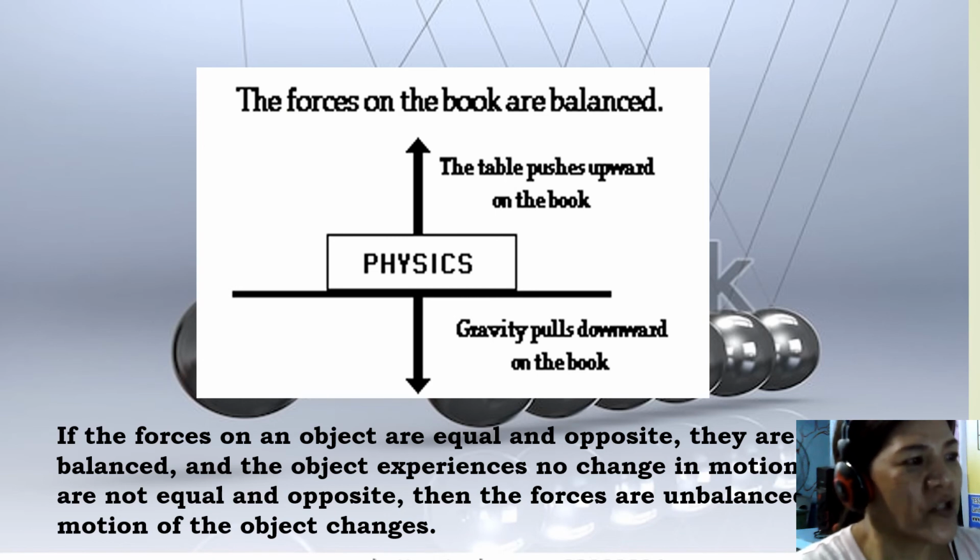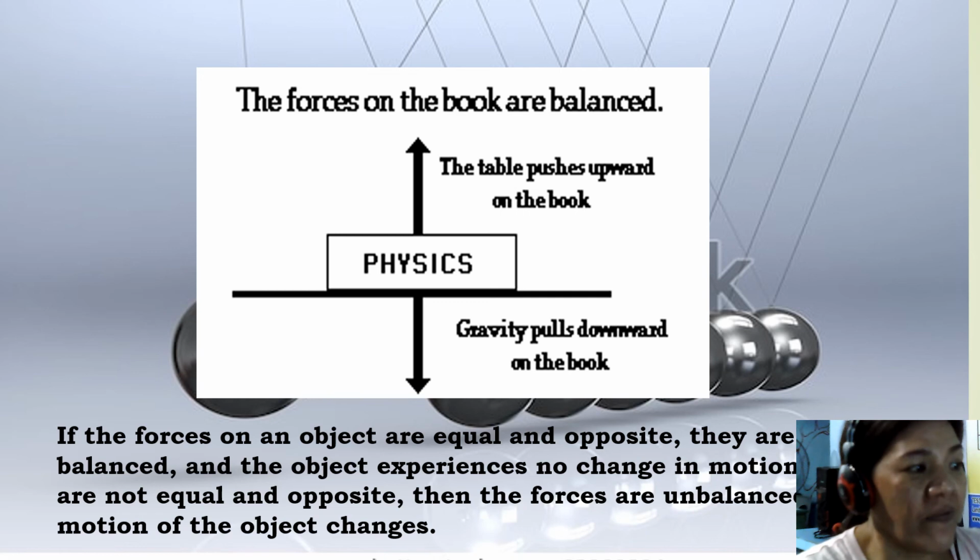Okay, so try to look at it. Try to figure out that the book is on top of the table. So the table pushes upward on the book. The gravity pulls downward on the book.